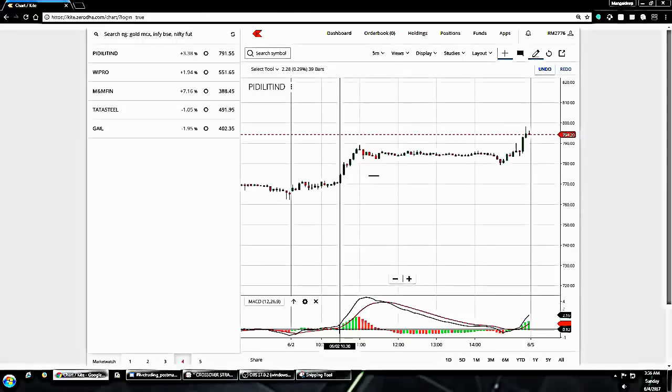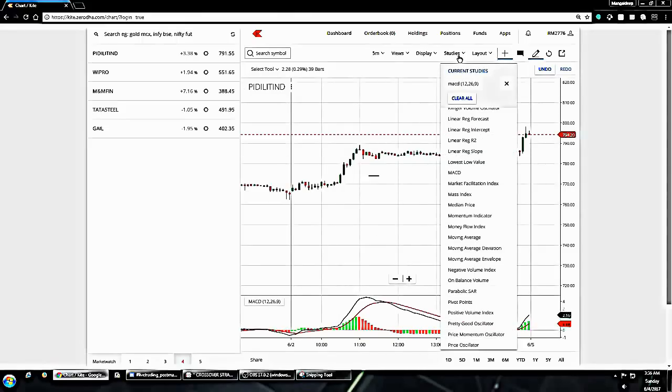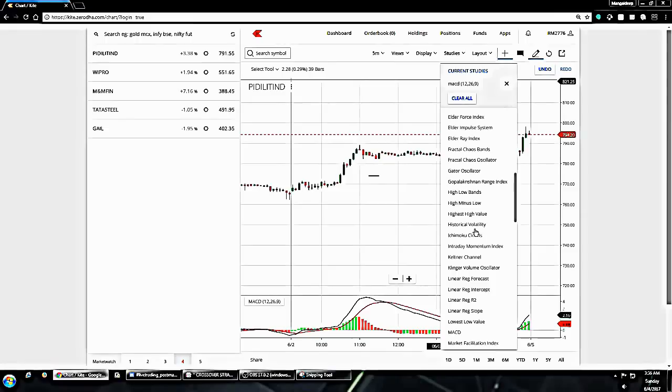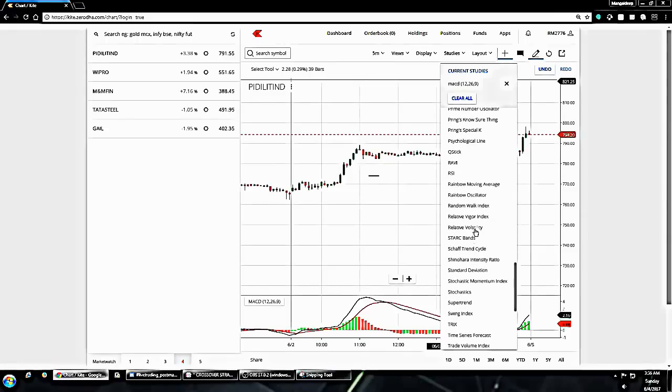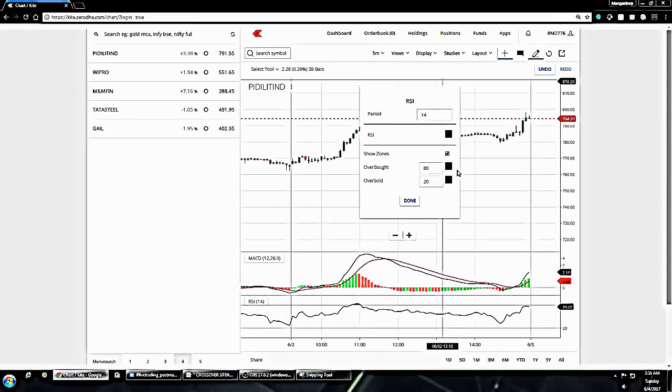Now moving on, next, the RSI. How do we plot it? We go to studies, we go to RSI, we keep the period as 14. I change the overbought to 60 and the oversold to 40.